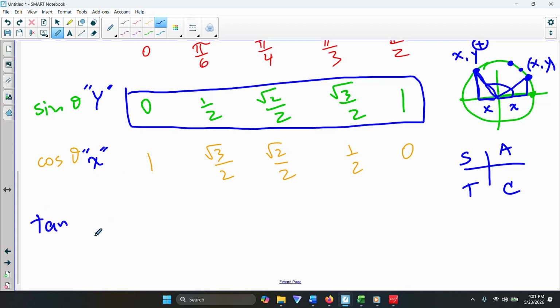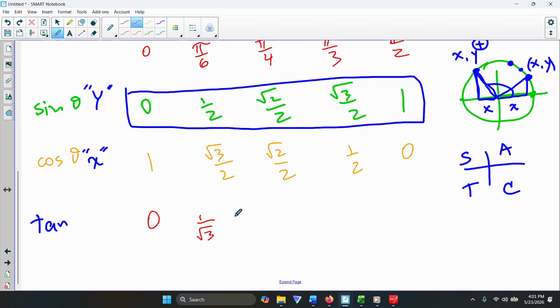So how does tangent appear on the unit circle? Well, it doesn't. But tangent is defined to be sine divided by cosine. So it really is this number divided by this number, right above it. What is 0 divided by 1? Instantly 0. What is 1/2 divided by this? It's just 1 over the square root of 3. The 2's cancel.